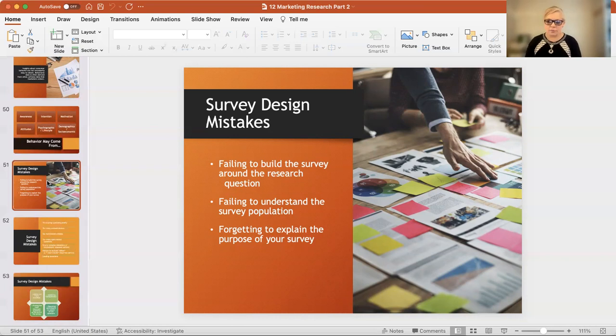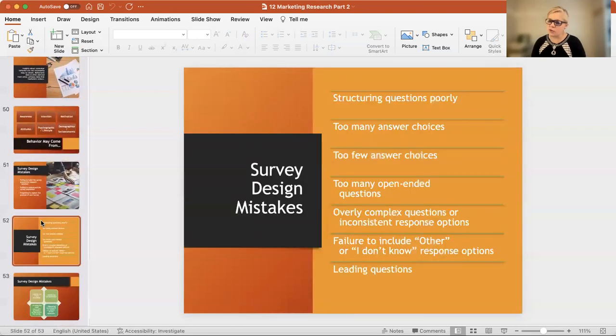They fail to understand their survey population. They go out, and rather than getting a representative sample, and maybe they don't fully understand who their customer is, they say, oh, our customer is definitely women between 35 and 55, and that's really all they sample. But it turns out that's not accurate. Maybe it's broader than that. Maybe it's a different customer. They get too few people a lot of times as well. And they forget to explain the purpose of the survey, why they're even doing this.